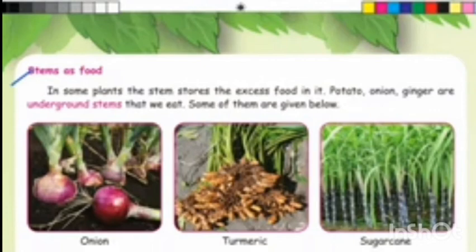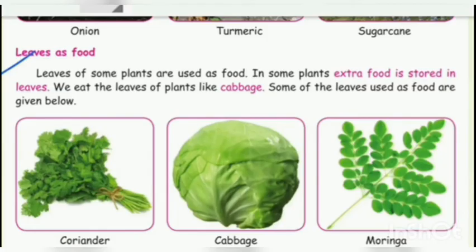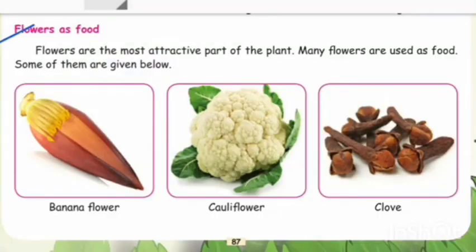Leaves as food. Leaves of some plants are used as food. In some plants, extra food is stored in leaves. We eat the leaves of plants like cabbage. Some of the leaves used as food are given below: coriander, cabbage, moringa, mint and some greens also.